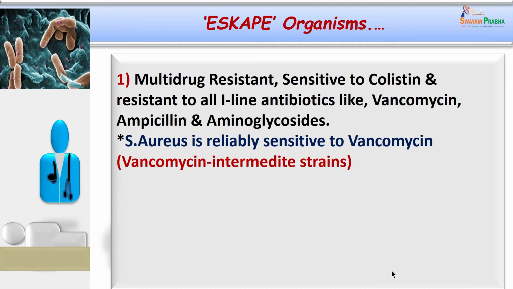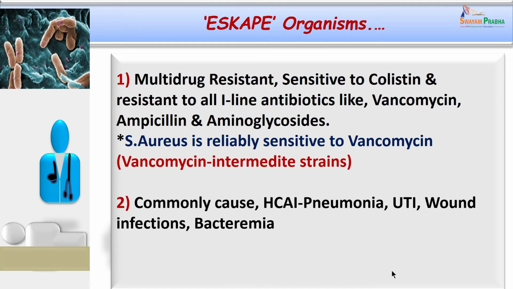Vancomycin is the drug which is active against the gram positive group of organisms, but some of them have also started developing resistance, which are called vancomycin resistant Staphylococcus aureus strains. We should not be surprised that nowadays we are also coming across such resistant Staphylococcus aureus.